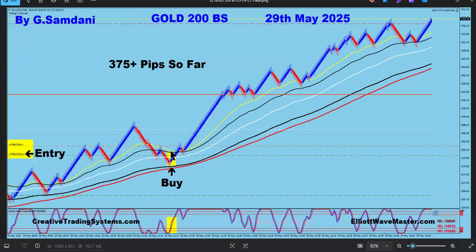So gold on 200. This is the same chart, same trade, but from a different account. I think this is from Omar's account, and the other one was from mine. So this entry is the same for 375. He held it a little bit more.